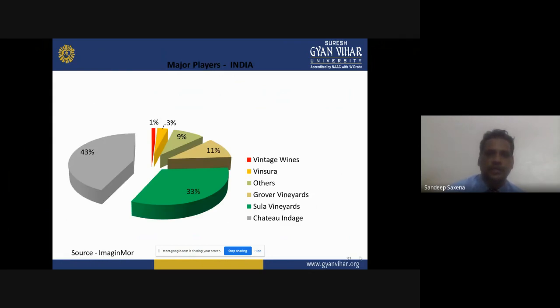So now you can understand with the help of the graph: Vintage Wines 1%, Vinsula 3%, others 9%. Grover Vineyards is one of the key players in the Indian wine industry. After Sula Vineyards and Grover Vineyards, which have a lot of share in the market, there is Chateau Indage at 43%.